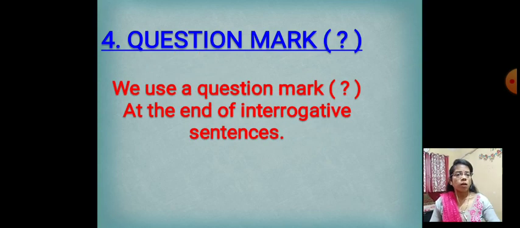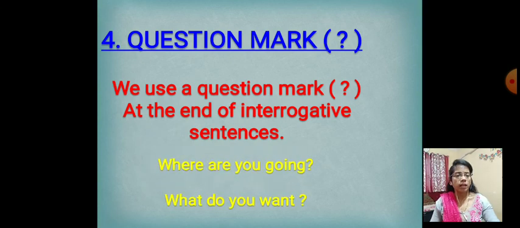Next one. Question mark. We use a question mark at the end of an interrogative sentence. It means where in the sentence someone is asking a question, there we have to use the question mark. Where are you going? That is a question, so you always have to write the question mark. What do you want? That is also a question, so just put a question mark there.